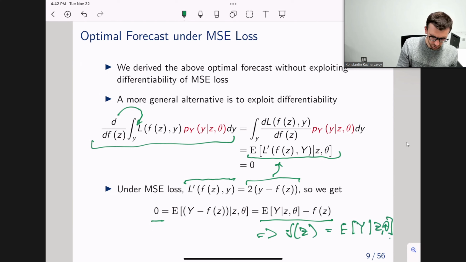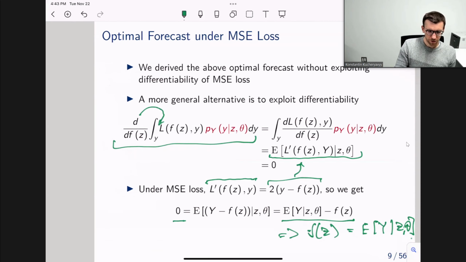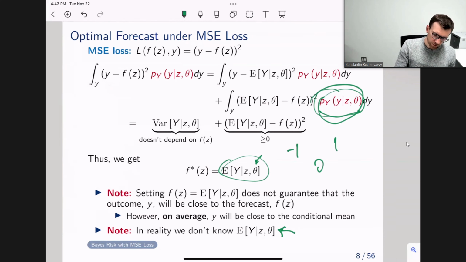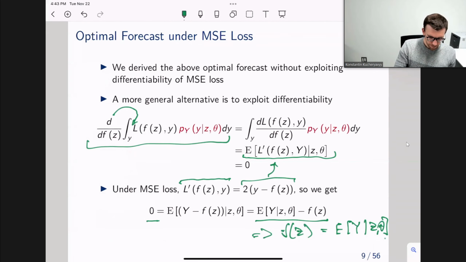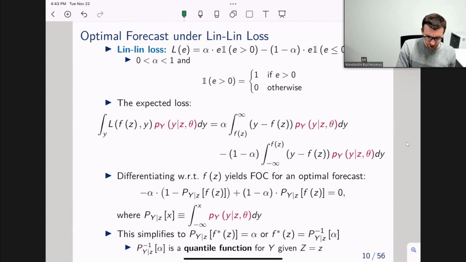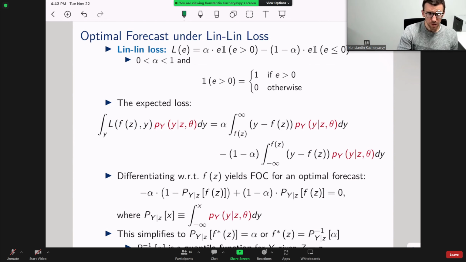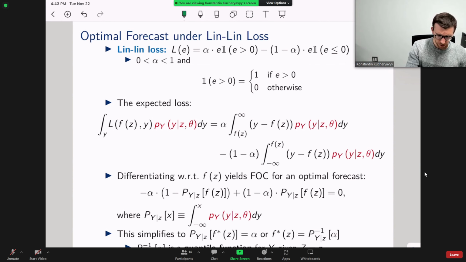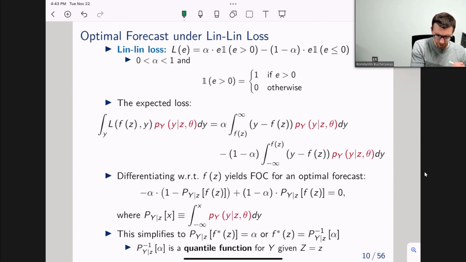And this approach is more general. You can apply it to more loss functions than this trick with adding and subtracting. But this trick with adding and subtracting is useful for other purposes, and we will see that trick in other contexts. Let us use this differentiating. So here's where the differentiation approach is useful: with the lean loss, which we had as an example in the first lecture.